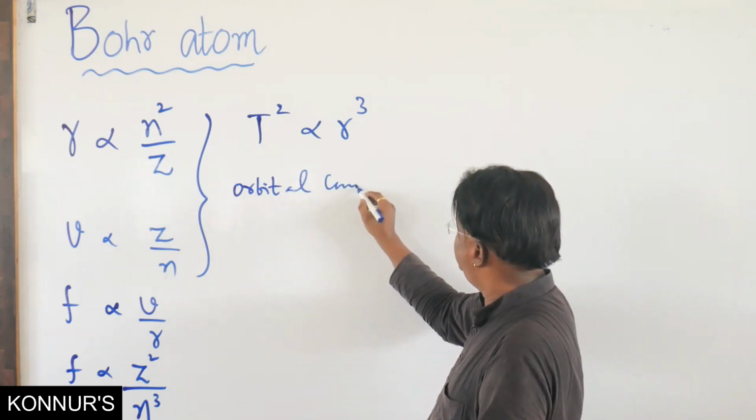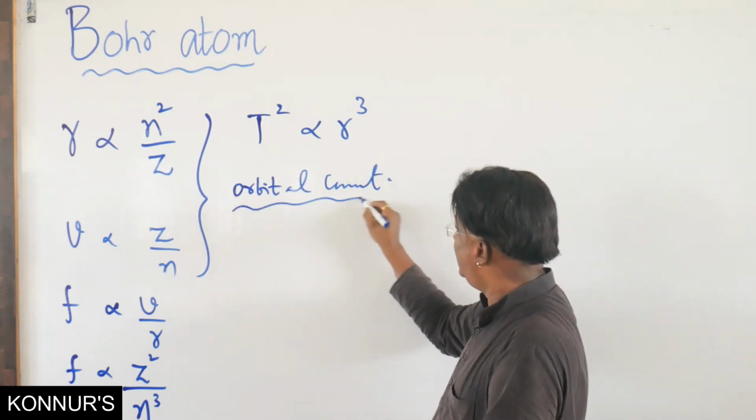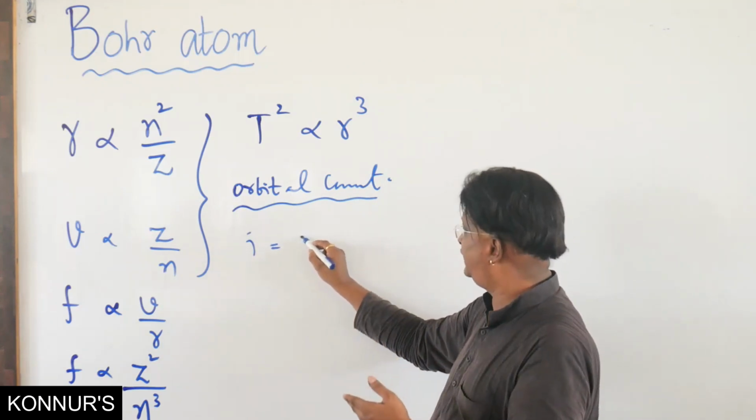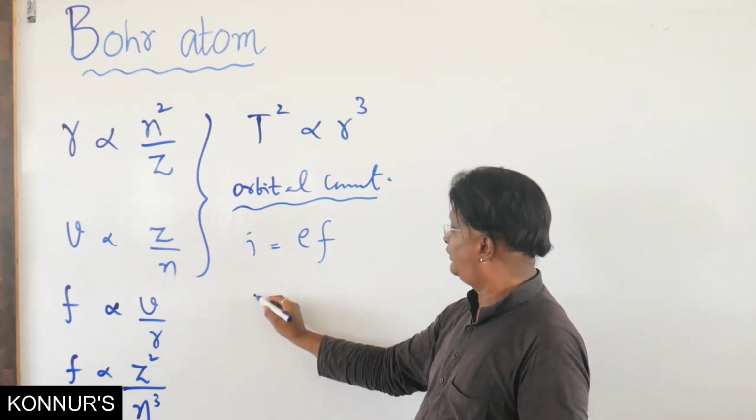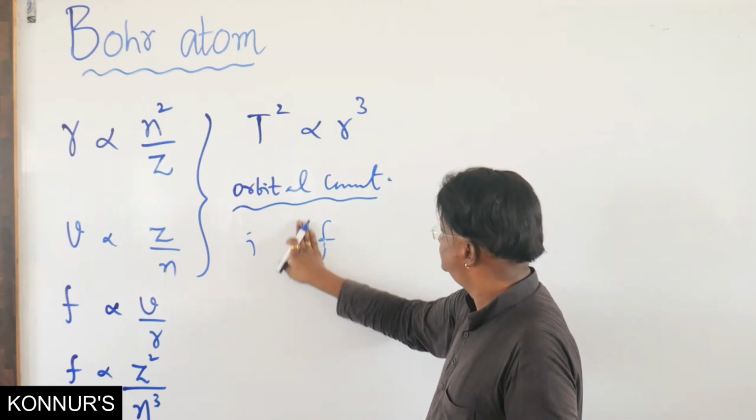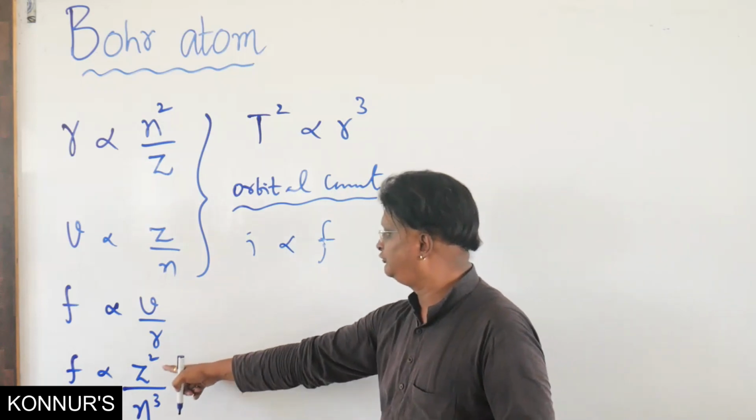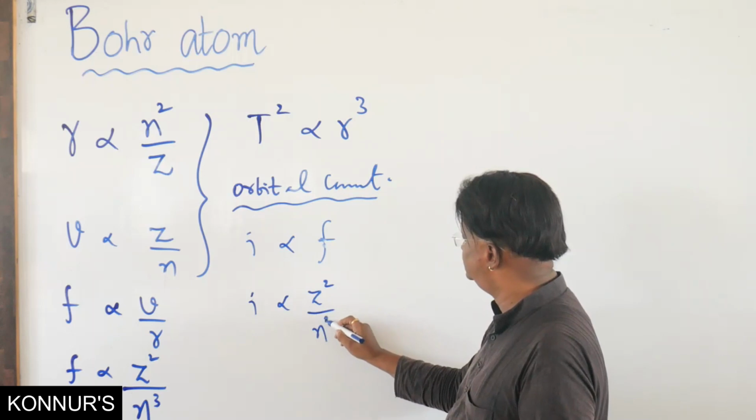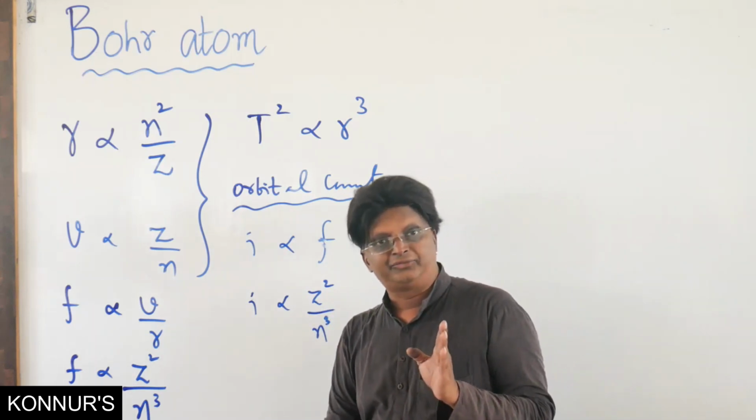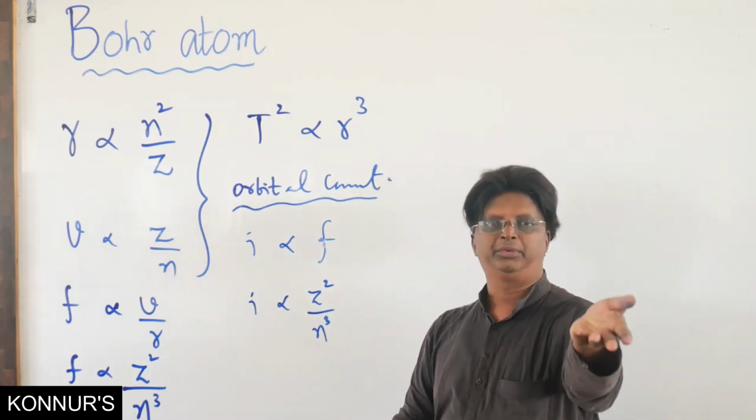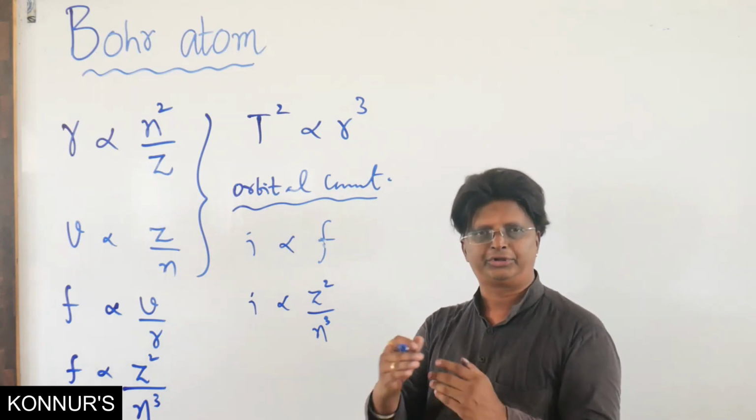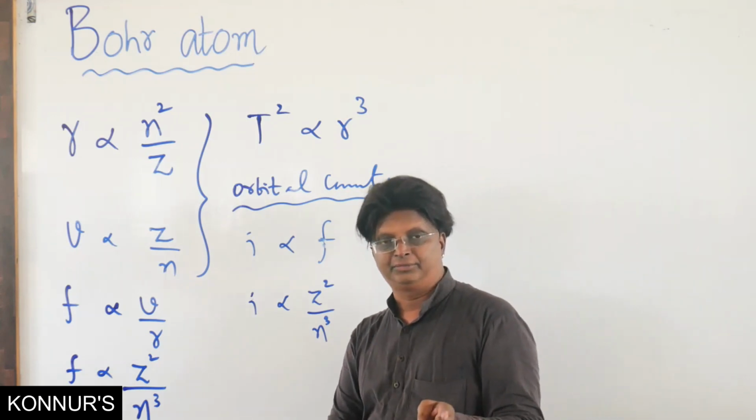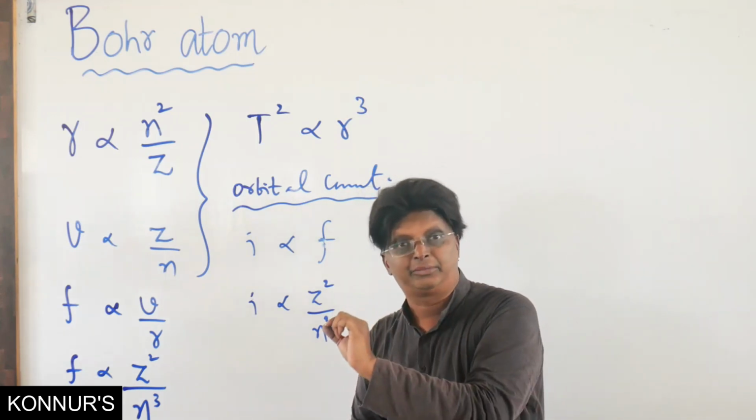Now supposing if we take the orbital current, we have defined in our current electricity topic, you remember, as I is charge times frequency. Here the charge is electronic charge times frequency. Therefore once again I proportional to f. I proportional to f, and already we know about f, therefore I proportional to Z squared by n cube. Orbital current of electron in Bohr atom, first orbit, what will it be for the second orbit or third orbit, what are the changes?